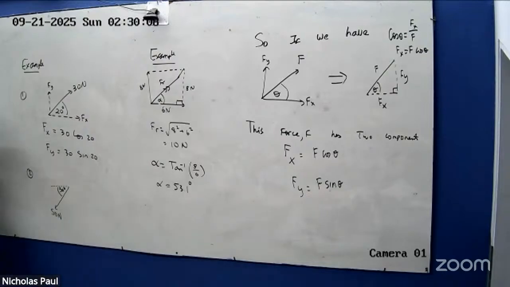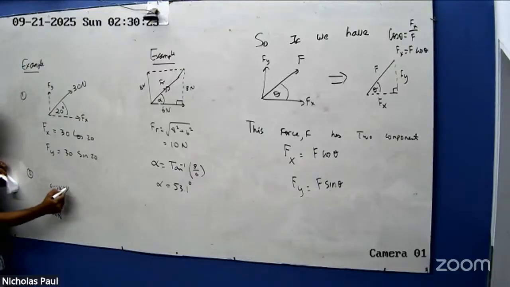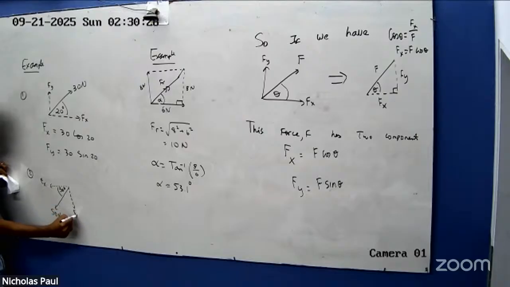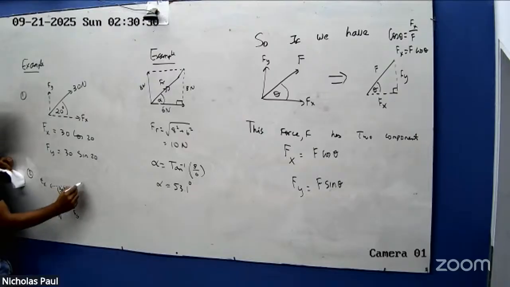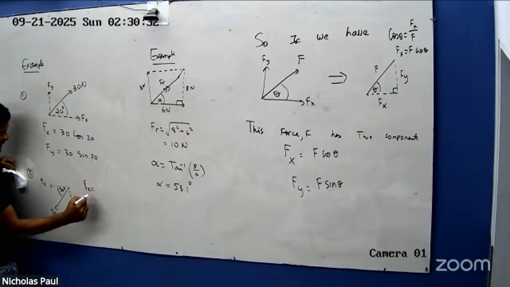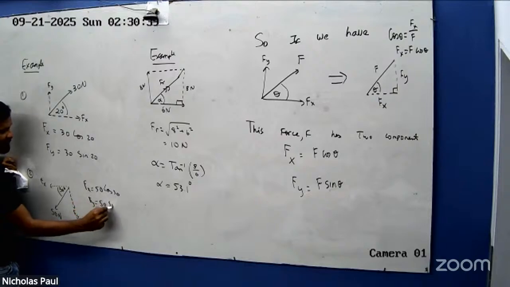Ready? So, what direction is the horizontal component here? Think about it, right? If an object is sliding down here, it's sliding towards me and sliding down. That's how you can figure out your direction. So you have your Fx here, Fy. Fx is adjacent, so Fx is 50 cos 30, and Fy is 50 sine 30.